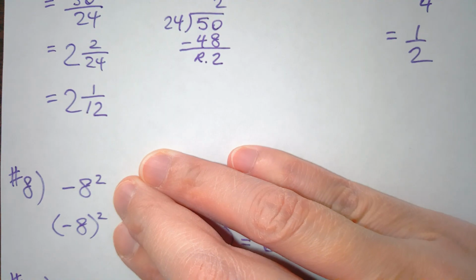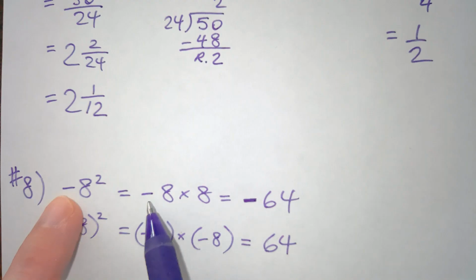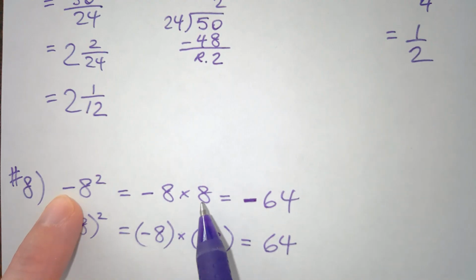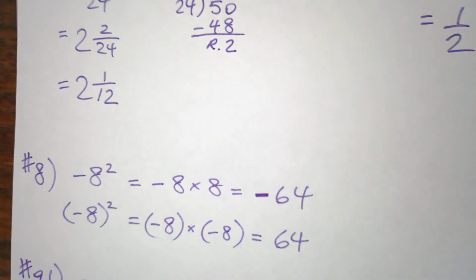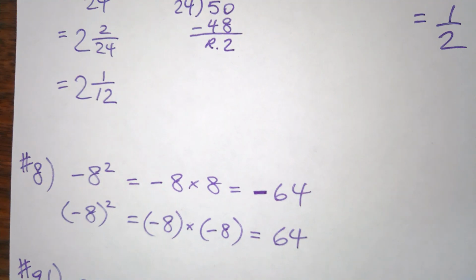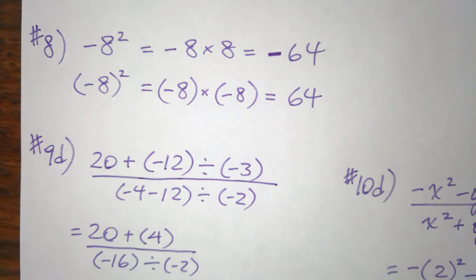Brackets, right. So when I write it out in expanded form, this is negative 8 times 8, whereas this one is negative 8 times negative 8. And you can see the difference in the answer. One is a positive number, one is a negative number. So the brackets do matter. Do you need the multiplication symbol between the brackets? No, you don't.